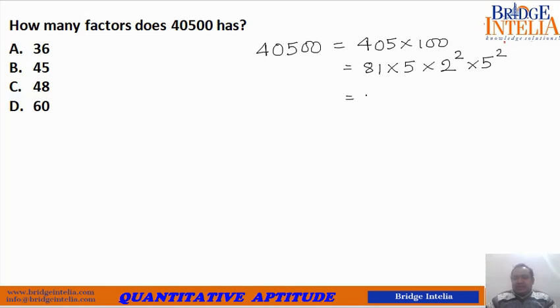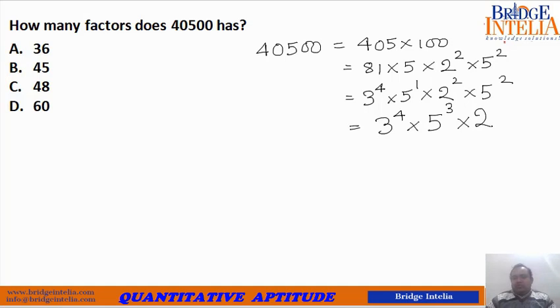Now 81 can further be written as 3 to the power 4, into 5 to the power 1, into 2 square into 5 square. If you combine the powers together, 5 to the power 1 plus 5 to the power 2 is 5 to the power 3. So 3 to the power 4 into 5 to the power 3 into 2 square. This is how the prime factorization of 40500 looks.